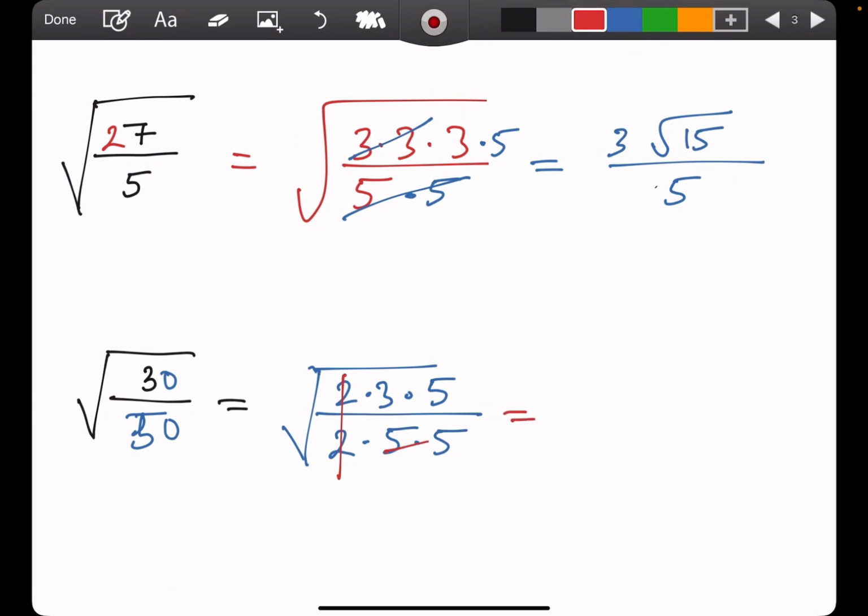Now let's see. 5 goes out at the bottom. Can the 5 and 3 go out? No, so they stay as what? 15. And those two numbers can talk. You can't simplify 15 and 5 because one is inside and one is kind of what? Outside.